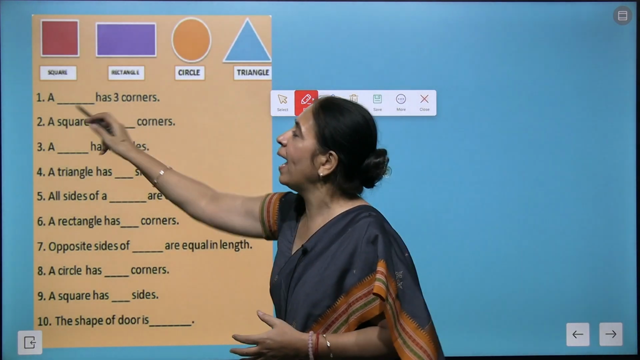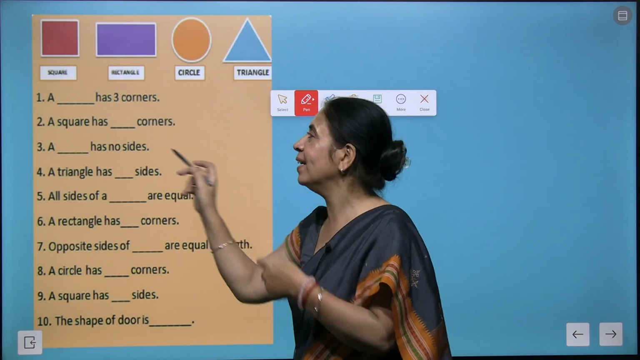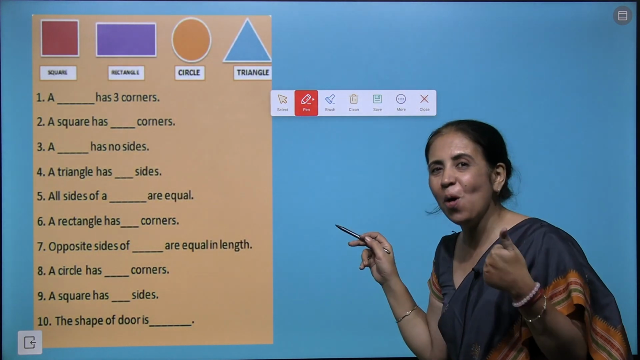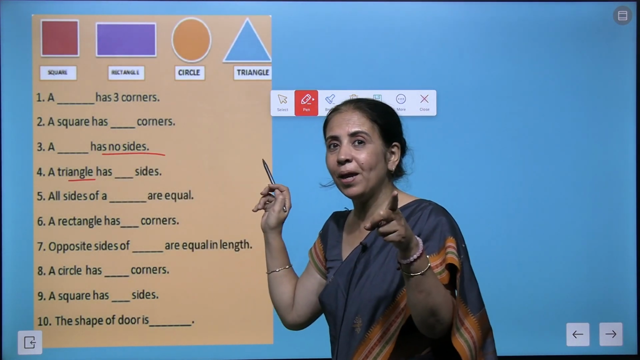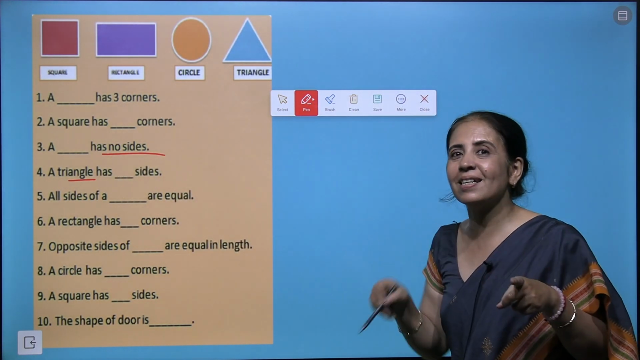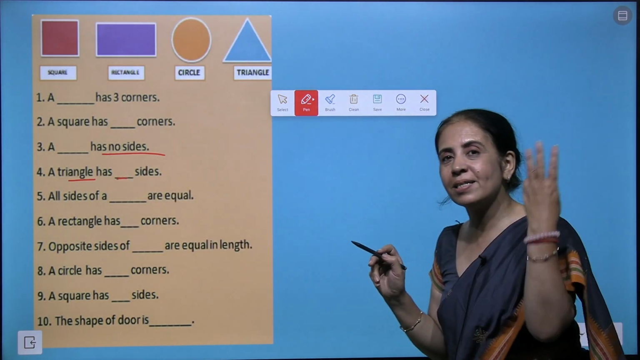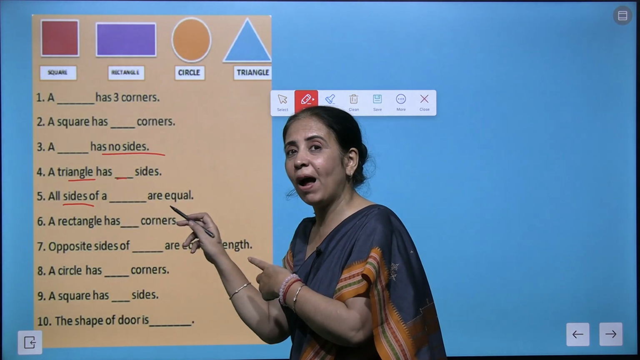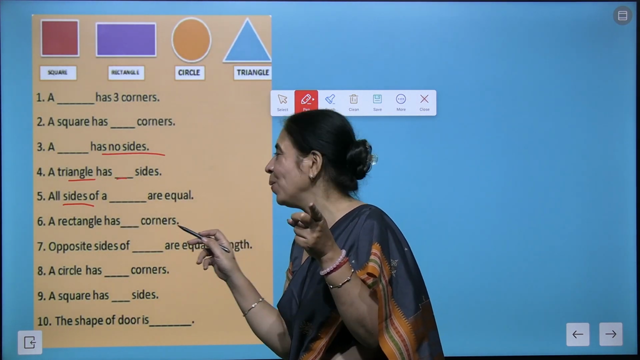Let's begin. A dash has 3 corners. Tell me. Yes, that's triangle. And a square has how many corners? 4. Beautiful. A dash has no sides. Can you name it? Yes, that's a circle. And a triangle has how many sides? 3. Good going. All sides of which figure are equal? Yes, intelligent child. It is a square.